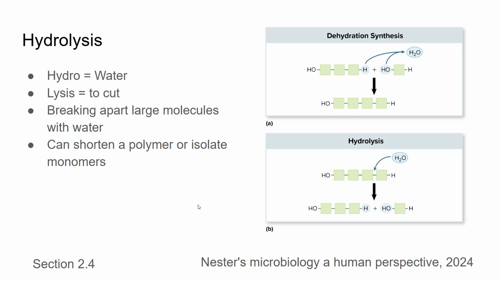The other thing we use when we're working with polymers and monomers is something called hydrolysis. So let's break it down. Hydro is referring to water, lysis is referring to cut. So hydrolysis is when we cut apart or break apart large molecules with water. So it's essentially the same thing as dehydration synthesis, but acts in reverse. So we use a water molecule to cut apart a larger molecule. This can either shorten a polymer into smaller polymers, or you can just isolate monomers and break them apart one at a time.